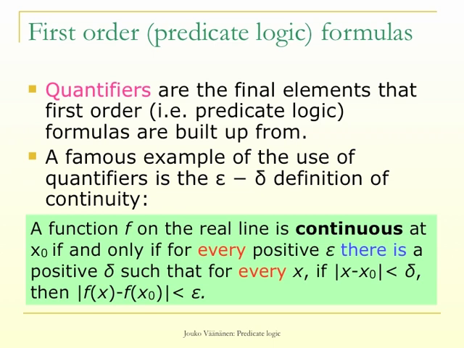A famous example of the use of quantifiers is the so-called epsilon-delta definition of continuity. According to this definition, a function f on the real numbers is continuous at x0 if for every epsilon greater than 0 there is a delta greater than 0, such that for all x, if the distance between x and x0 is less than delta, then the distance between f(x) and f(x0) is less than epsilon.